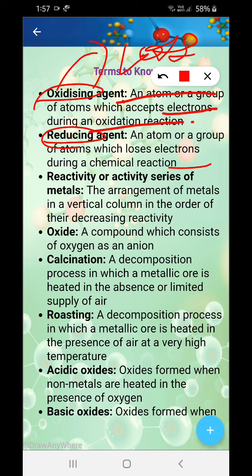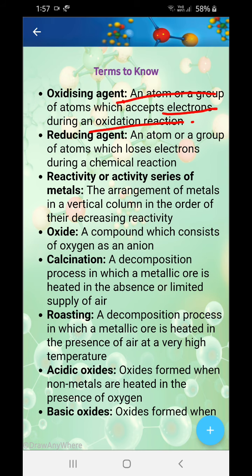Now what is a reducing agent? An atom or a group of atoms which loses electrons during a chemical reaction.